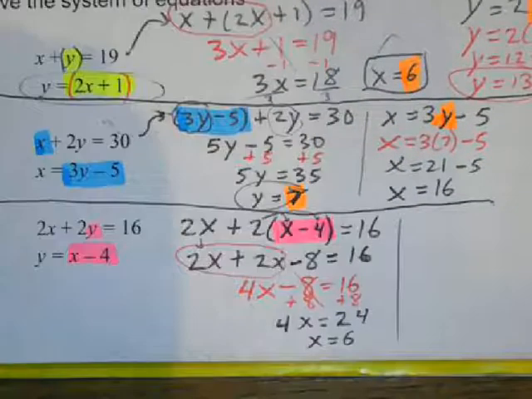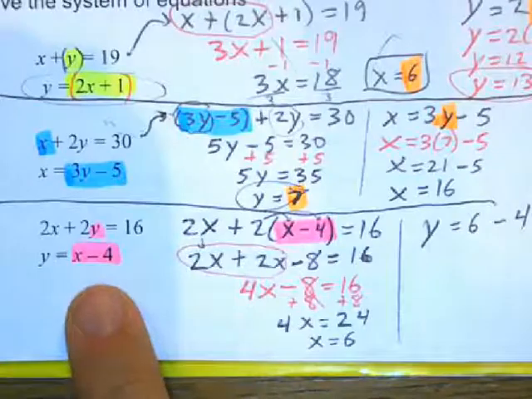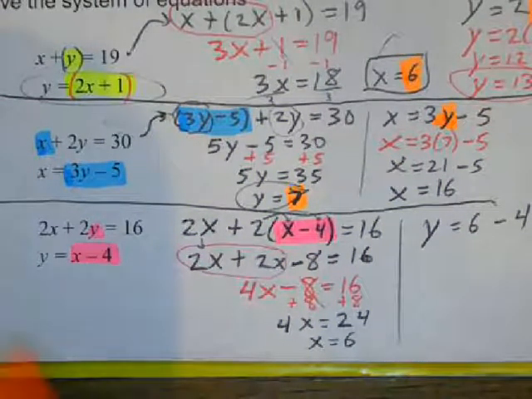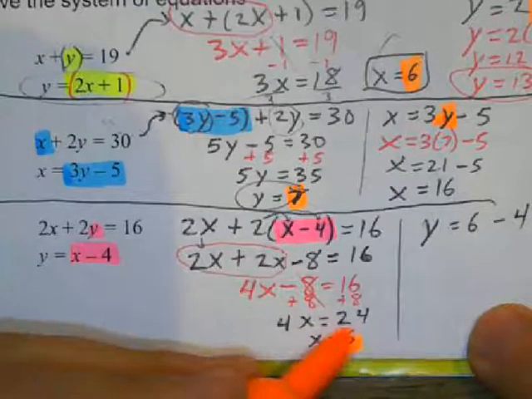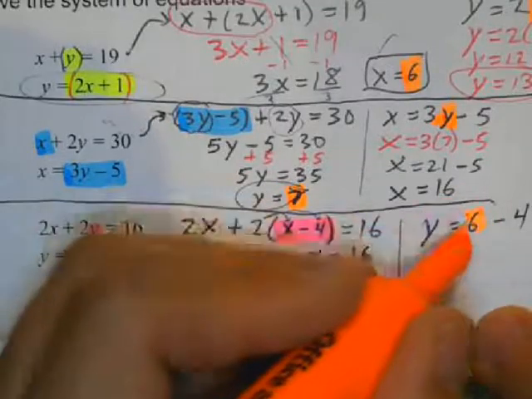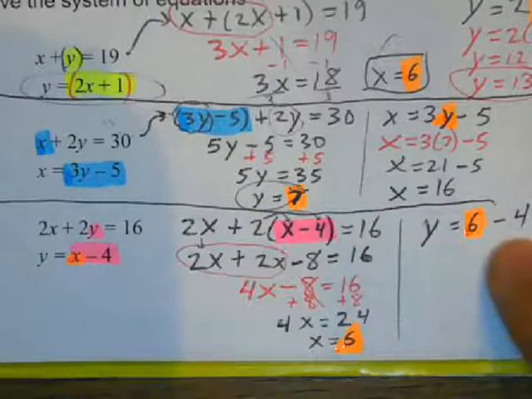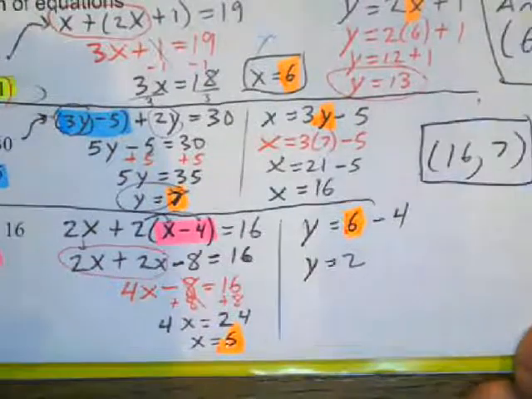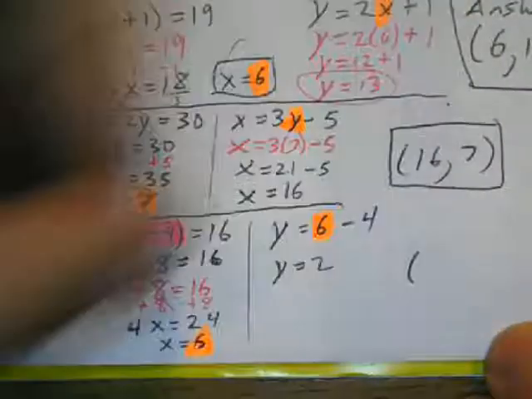I'm going to rewrite the second equation, y equals 6, and then minus 4. What did I just do? I just rewrote the second equation, and I substituted this 6 in place of x, and so now we've got that. So now we can say, well, what is 6 minus 4? Correct. The answer is 2. And then I can write my answer as the ordered pair, (6, 2).